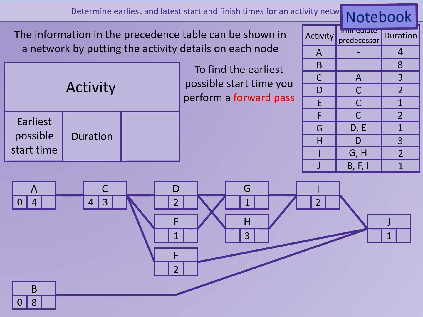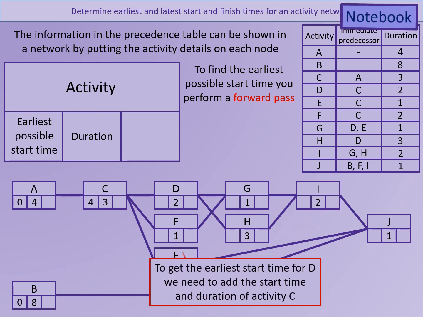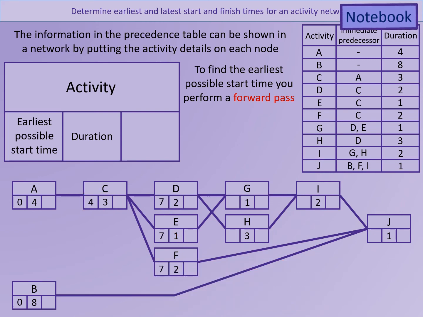We then work through again, only considering activities where all of their predecessors have got an earliest start time. So we can now look at D. D depends on C. If C has an earliest possible start time of 4 and a duration of 3, then the earliest possible start time for D will be 4 plus 3, which is 7. You can see that we've also got the same there for E and F, because they also depend on C only. So E and F also have 7 as their earliest start time.